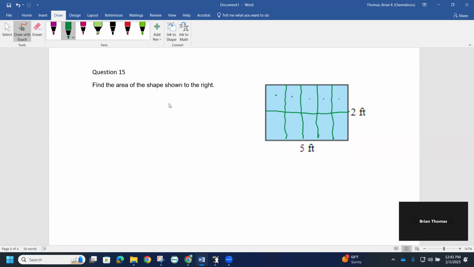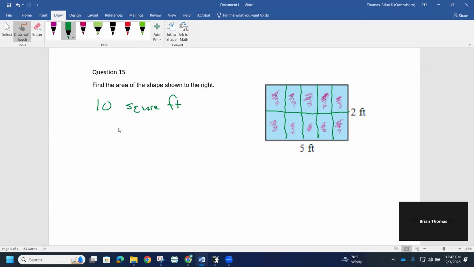So to find the area, basically what that's asking is how many squares are inside of the rectangle. So notice how I have this one, two, three, four, five, and then we have another five. So if we have five and five makes 10, so 10 squares. But now since they define this as feet, we would say the answer is 10 square feet.